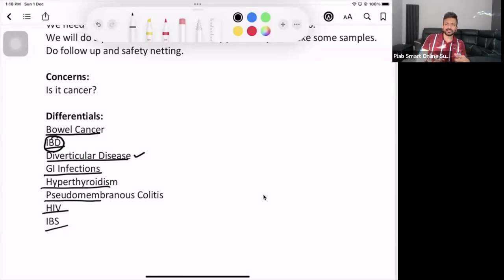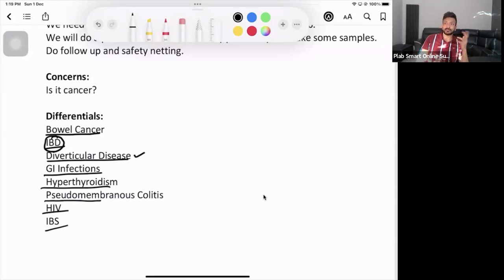GI infection, mainly Shigella and also travel history. That is something that you can ask. Hyperthyroidism, you can ask other questions of thyroid. Pseudomembranous colitis, maybe patient has taken long-term antibiotics. HIV, sexual drug history you can take. IBS, not very important because I'm looking for the red flag differentials first.